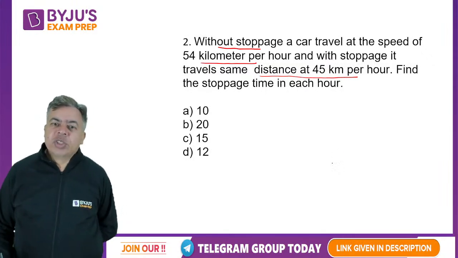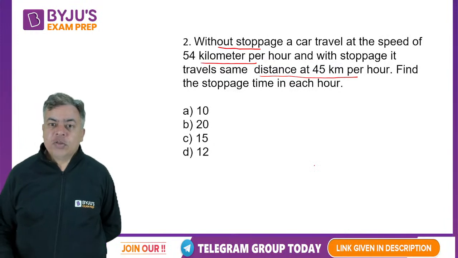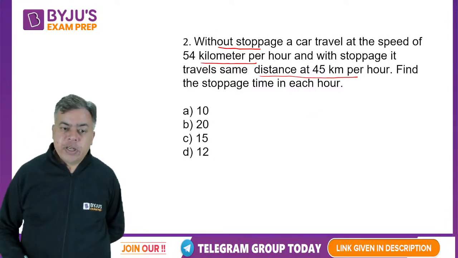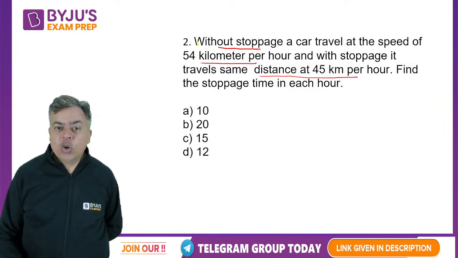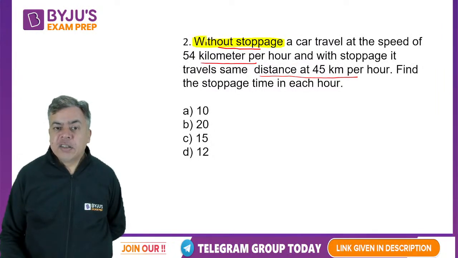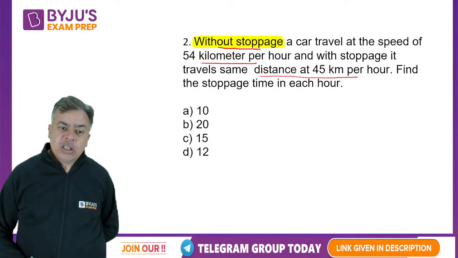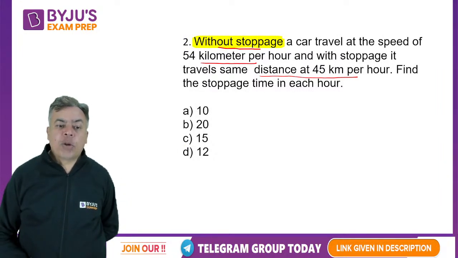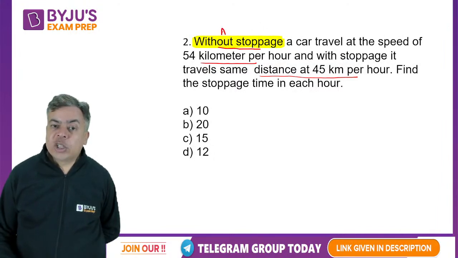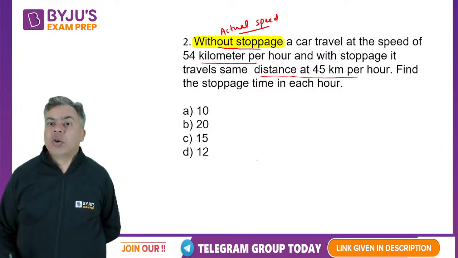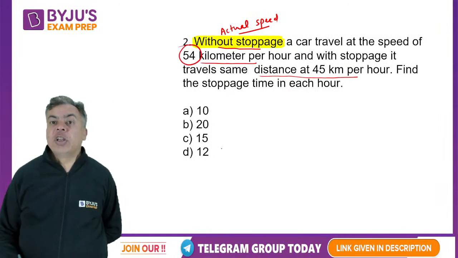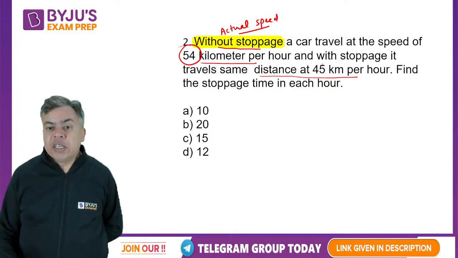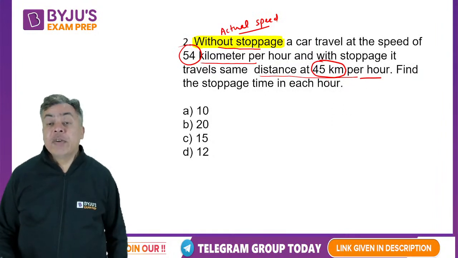You can answer it logically also. Without stoppage is the actual speed, because it is not stopping, it is only moving. So this is the actual speed of the car. The speed of the car is actually 54, and with stoppage it is traveling 45 kilometers in an hour. So in 1 hour it is traveling 45 kilometers.